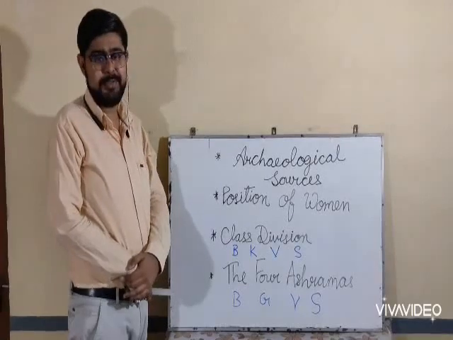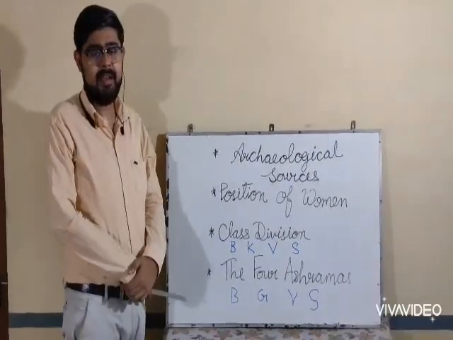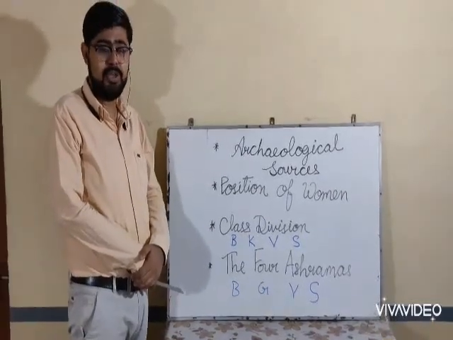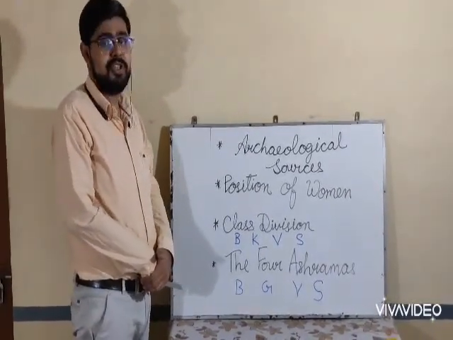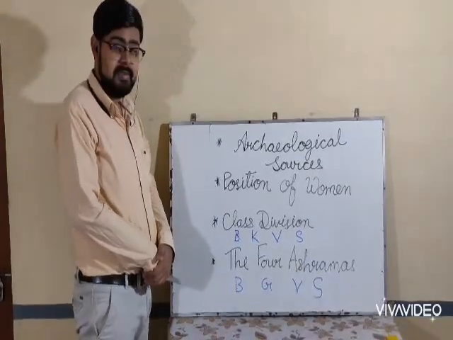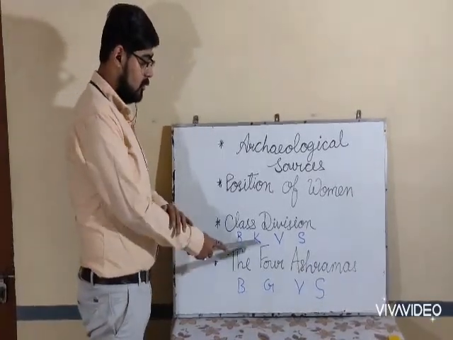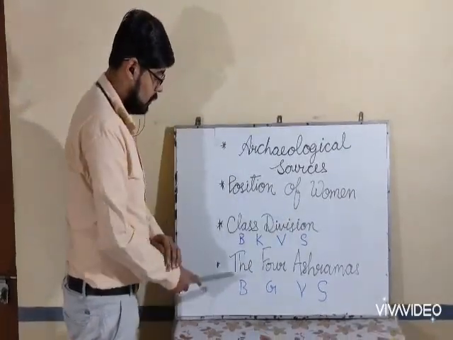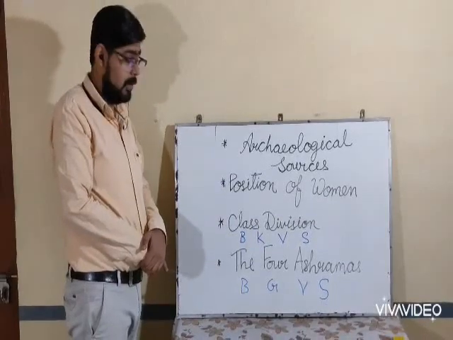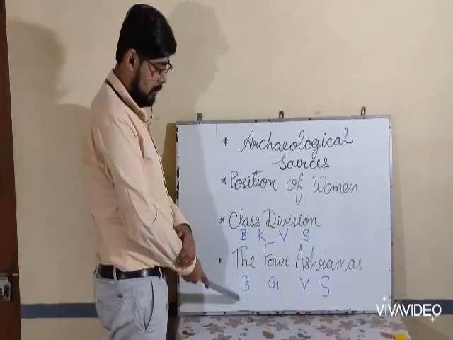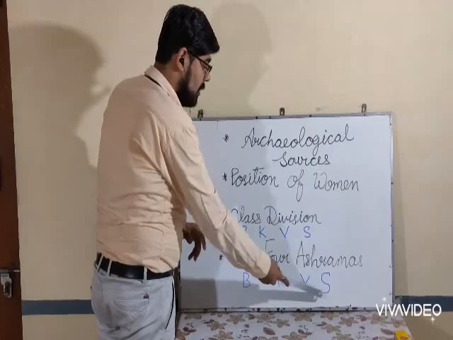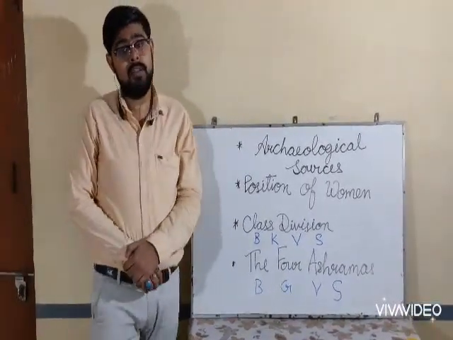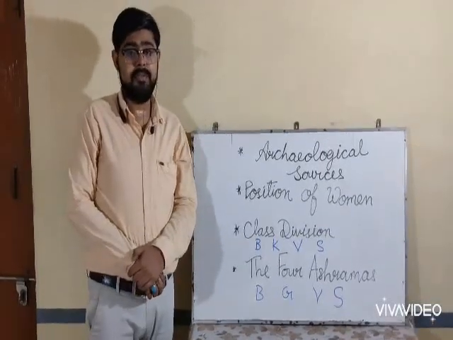So dear students, today we have covered these topics in our video class: archaeological sources of information on the Vedic period, position of women in the Vedic period, class divisions, Brahmin, Kshatriya, Vaishya and Shudra, then the four ashrams of the Vedic period: Brahmacharya, Grihastha, Vanaprastha and Sannyasa ashram. In our next video class, we will cover other points which are left in the chapter.